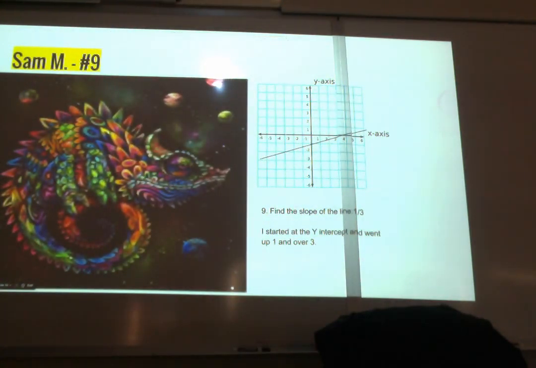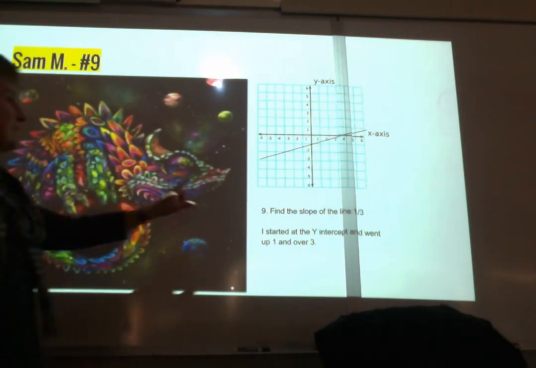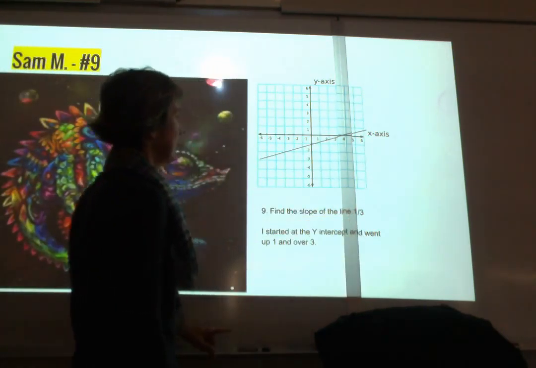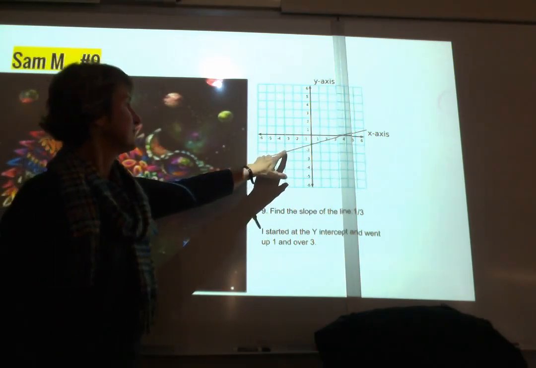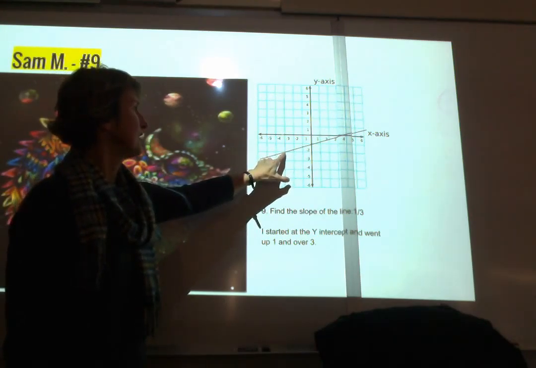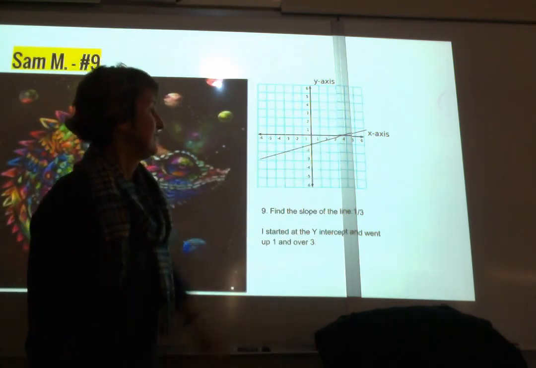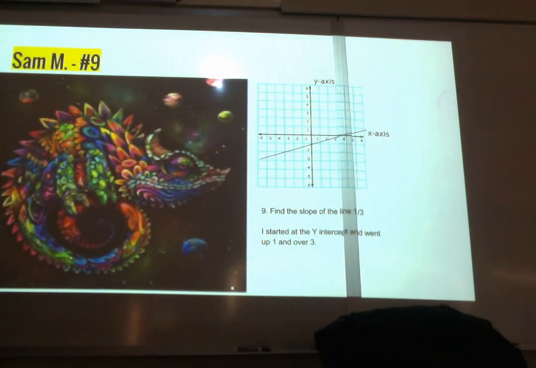Oh, Mr. Markinson. Got a nice chameleon going there, but let's see what he has. Find the slope of the line, and he says it's 1/3. The line, if I go from here to there, you have to go up 1/3, up 1/3. And it was hard to get that line. It's better on your review packet than it is on here. We had to copy and paste on the graph and the line came separate.